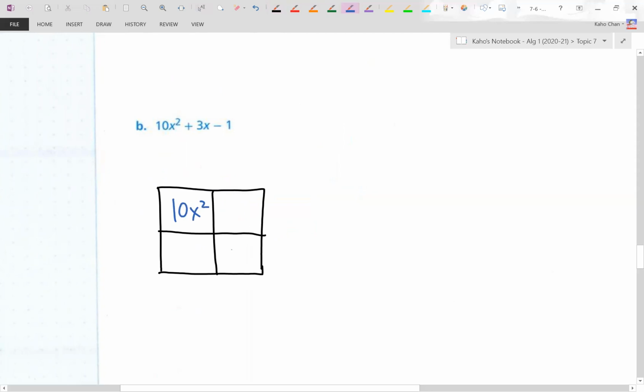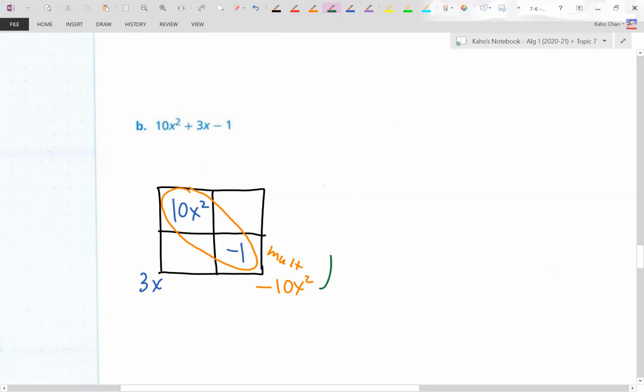First term, first box. Last term, last box. Watch those negatives and positives. Keep track of them. Don't lose them. Multiply the diagonal. That's called your A times C. Remember, I sometimes forget this is where you multiply. So 10x squared times negative 1 is negative 10x squared.